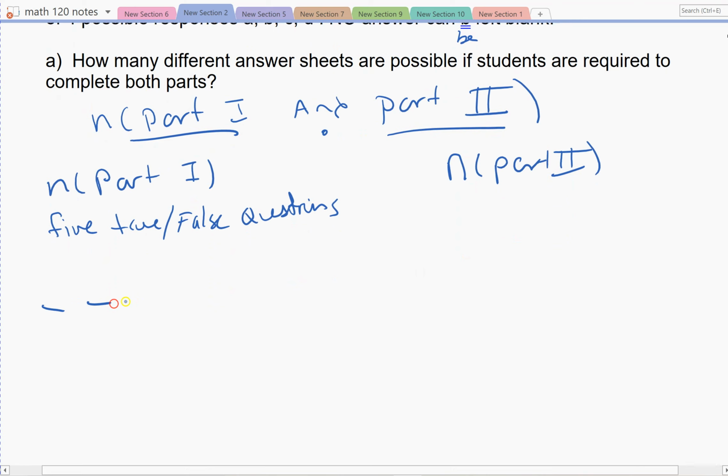Okay, so there's 1, 2, 3, 4, 5 true-false questions, and they all have to be answered. I have to answer the first one, true or false, and the second one, and the third, and the fourth, and the fifth. Alright, so it's all "and," so it's multiplying.